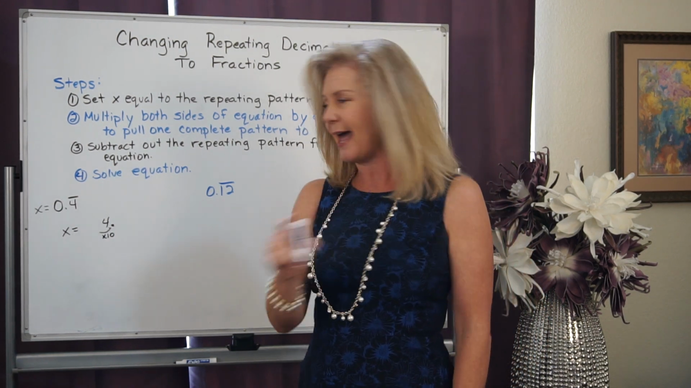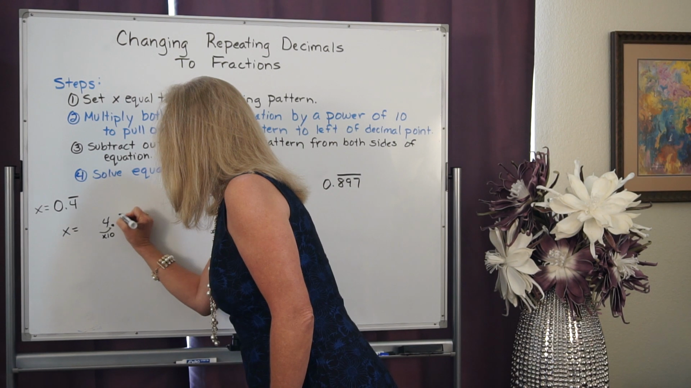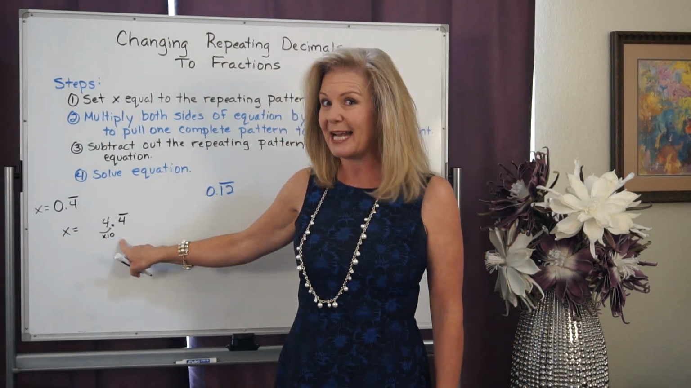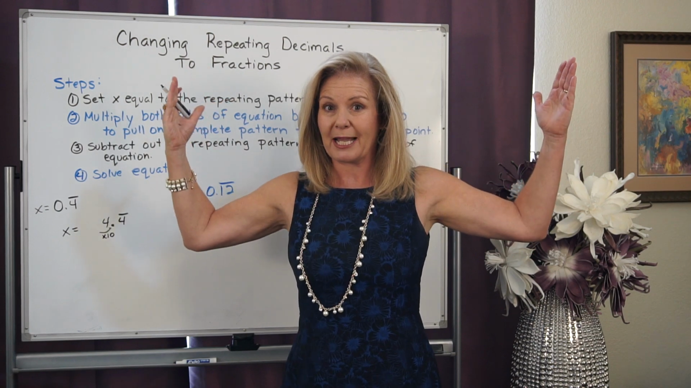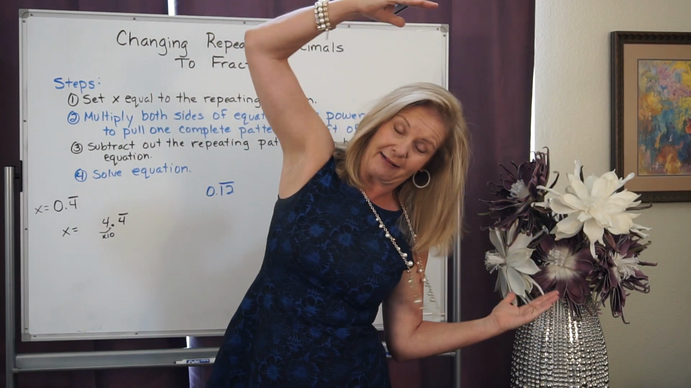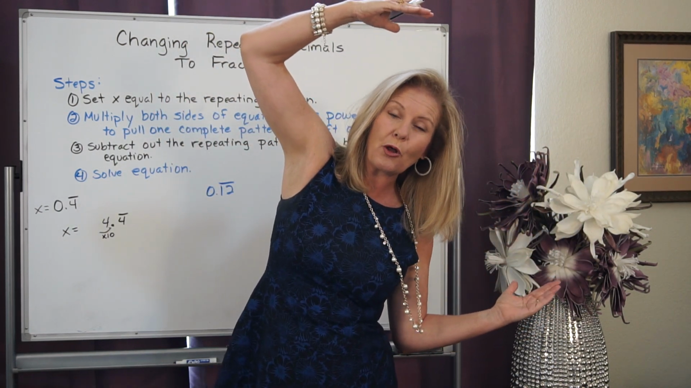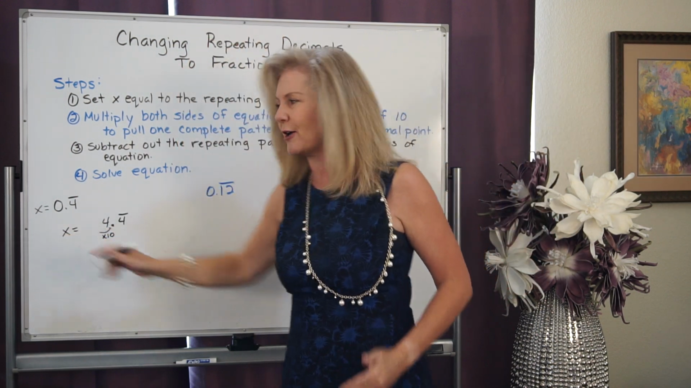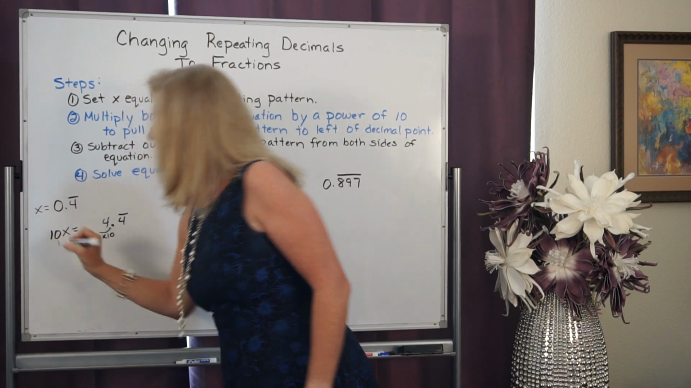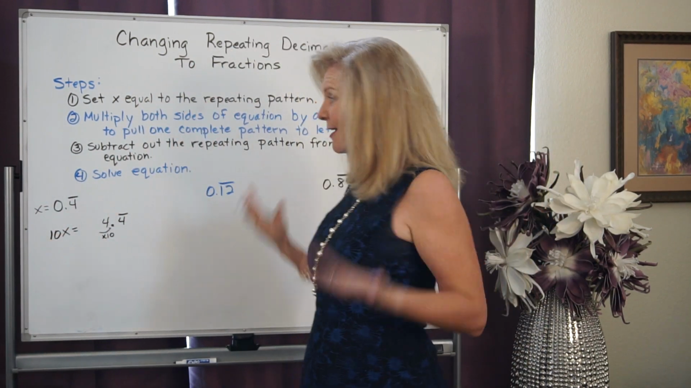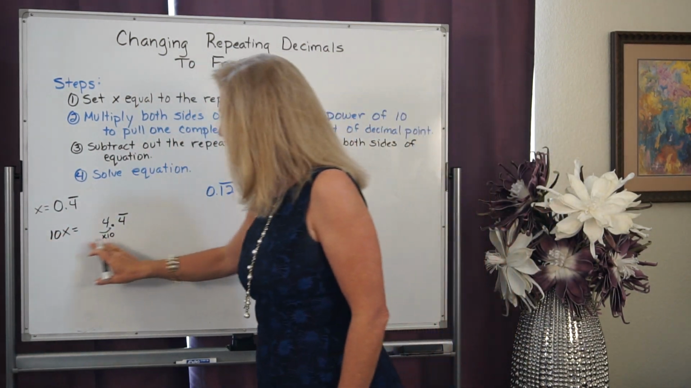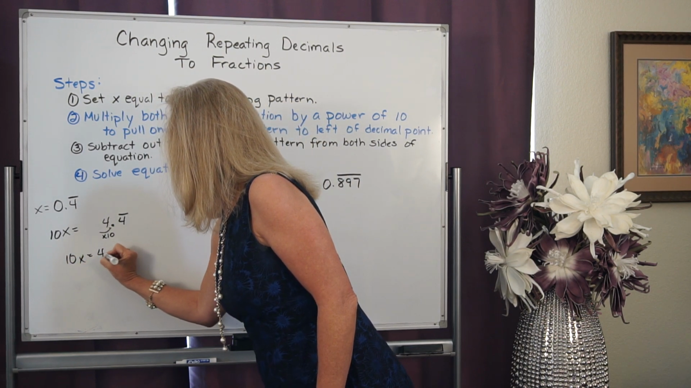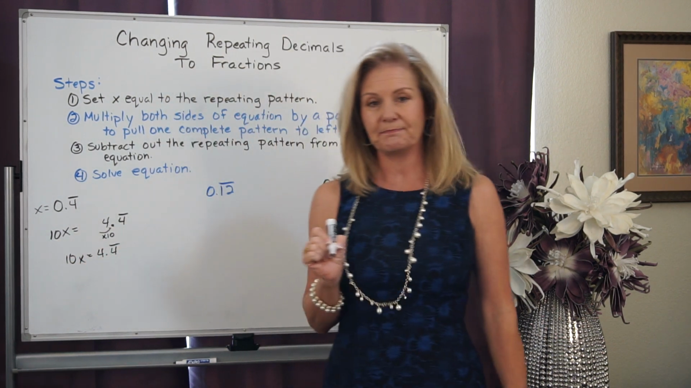Now I still have that repeating pattern. It didn't disappear. But the second I multiplied by 10, remember, my equation just went out of balance. So I need to pull that equation back into balance by multiplying by 10 on the other side. Now we're back into balance and I have a new equation. My new equation is 10x is equal to 4.4 repeating.